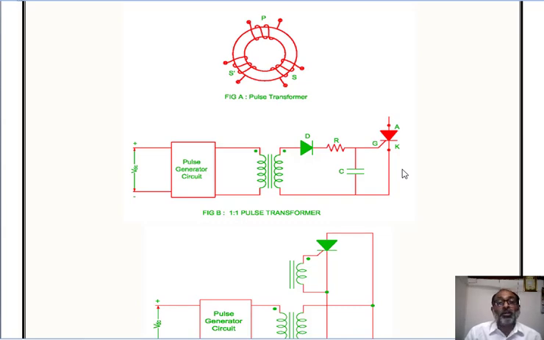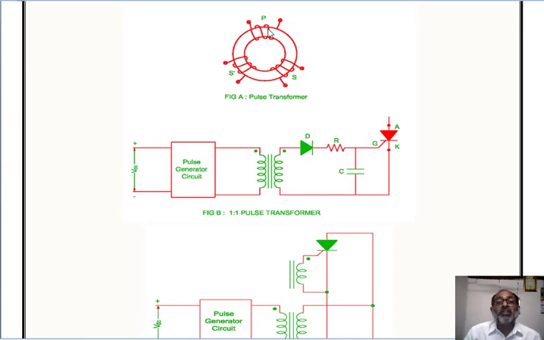Pulse transformer. Now the main function of a pulse transformer is to generate the pulse for the semiconducting devices. That means it provides the gate pulse to turn on the semiconducting devices, and it also provides electrical isolation. So as shown in this figure, the pulse transformer consists of a laminated core, which is toroidal in shape.